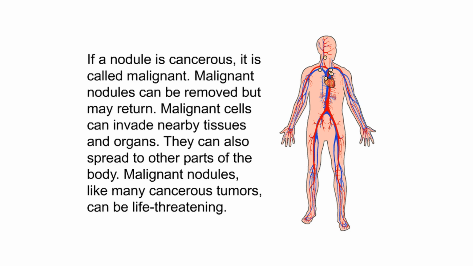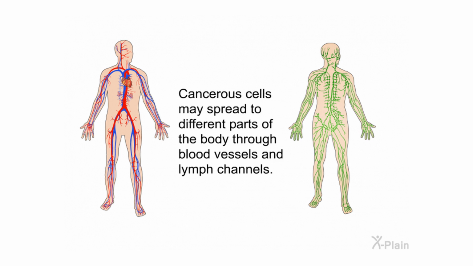If a nodule is cancerous, it is called malignant. Malignant nodules can be removed but may return. Malignant cells can invade nearby tissues and organs. They can also spread to other parts of the body. Malignant nodules, like many cancerous tumors, can be life-threatening. Cancerous cells may spread to different parts of the body through blood vessels and lymph channels.